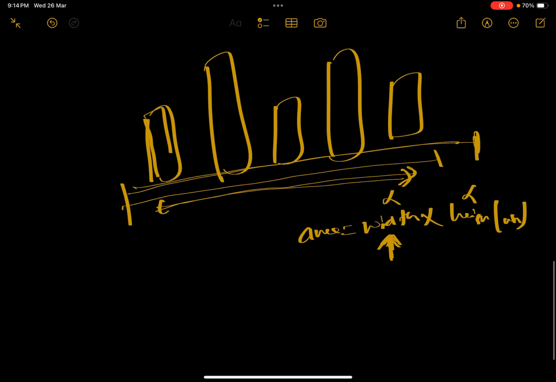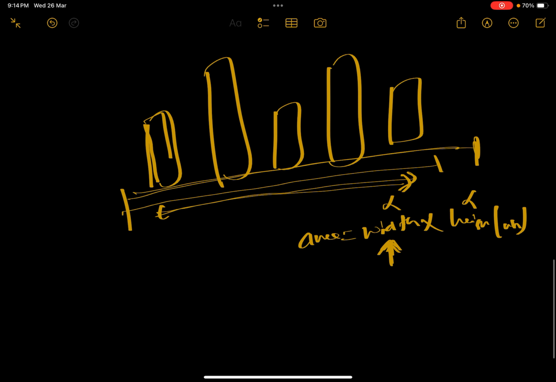The first thing that comes to my mind is, if I talk about these two buildings, I can find some water in between them. If I talk about these two buildings, I can find some water in between those buildings. So I need to find the container that can contain the most water.